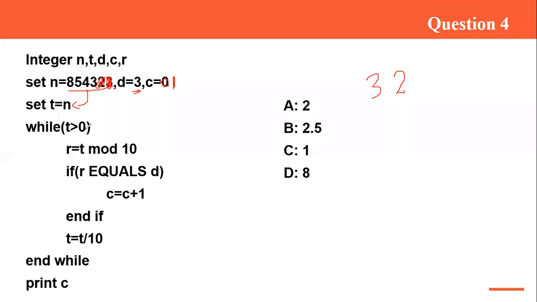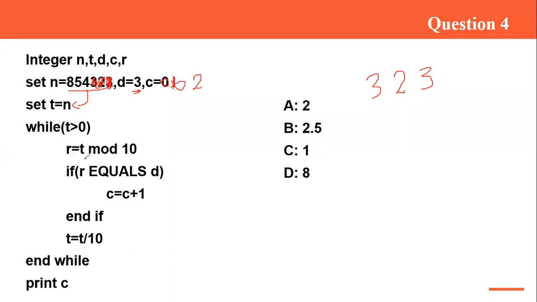Again with 8543 greater than 0, I'll come. 8543 mod 10, I'll get 3. Remainder is 3 now. 3 equals 3. Is it true? T value is 3, right? Yes, it is true. So count was 1, that would become 2. Okay. Then same way, T equals T by 10. That means the number will become 854.